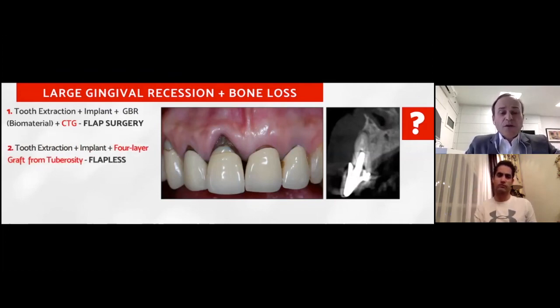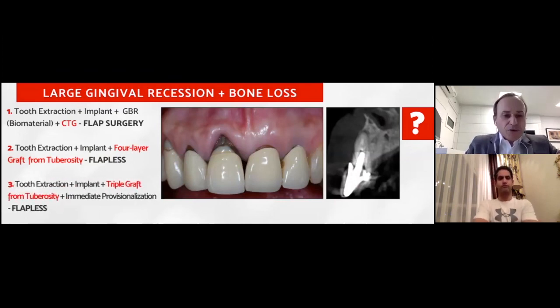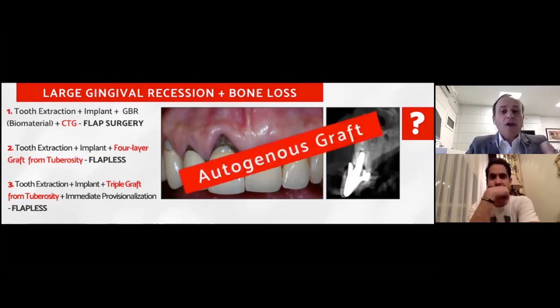Number two, tooth extraction plus implant plus four-layer graft harvest from the tuberosity using flapless procedures, much better than the first one. And number three, the tooth extraction plus implant plus a triple graft harvest from the maxillary tuberosity plus immediate provisionalization. That means everything is going to be solved in one single shot. But what do these three kinds of treatment have in common? In all of them, we need autogenous tissues, either connective tissue or bone tissue.